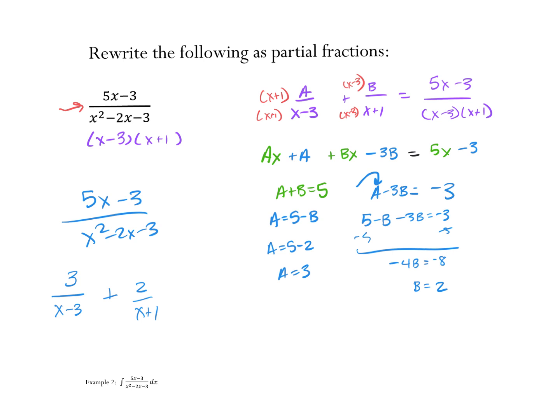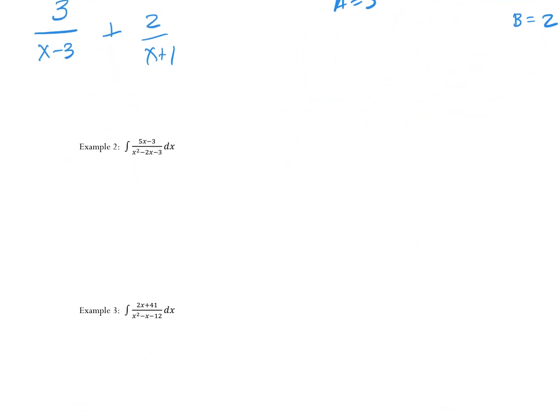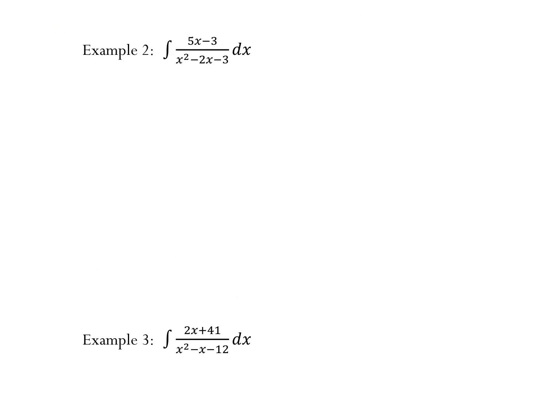So where we're starting today is I'm going to ask you, if you turn the page of your notes from this example, to integrate that particular function. Because we already did this partial fraction work, we know from yesterday that 5x minus 3 over x squared minus 2x minus 3 is equivalent to 3 over x minus 3 plus 2 over x plus 1 dx.